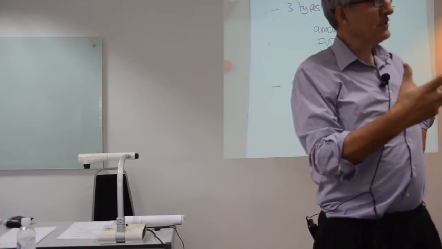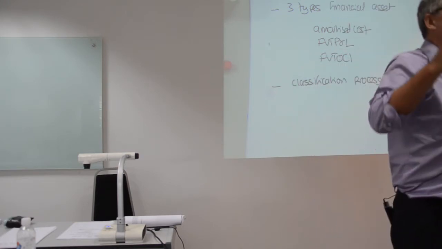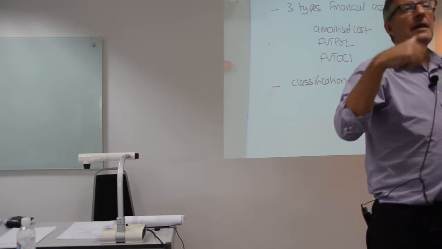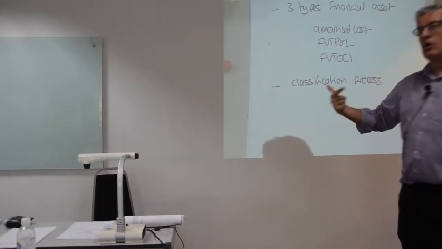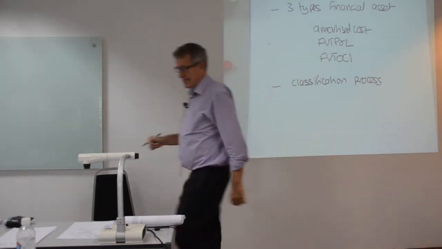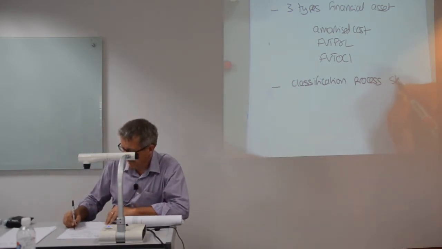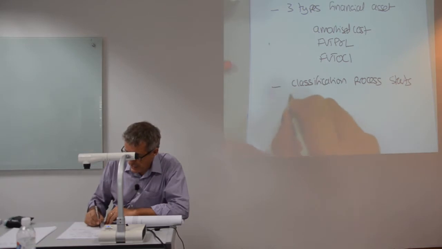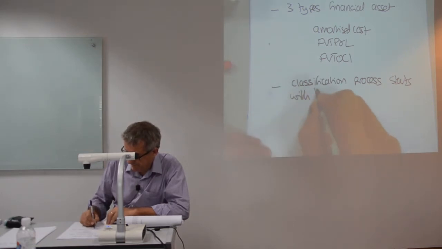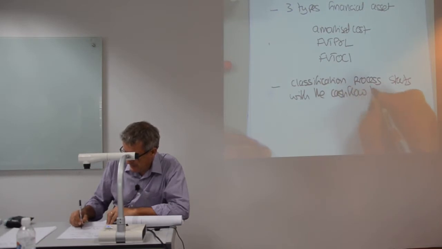And if that cash flow test is met, then we call it a debt instrument, and then we open up the Pandora's box of business model. So the classification process starts with the cash flow test.